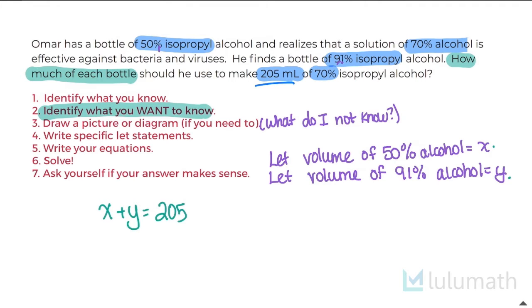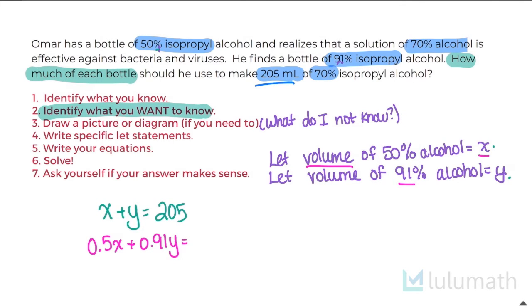Well, we know that the 50% alcohol has 50% of the volume from alcohol and the other 50% is from water, okay? So we know that the amount of solution that we have here is x, but only 50% of that x is actually alcohol. So we're going to say 0.5 times the amount of solution we have here, so 0.5x. Now we're going to do the same thing for the 91% alcohol. So we're going to say 0.91 times y, okay?